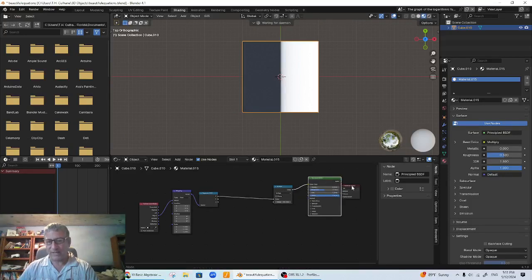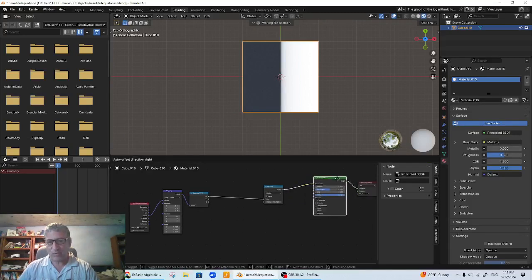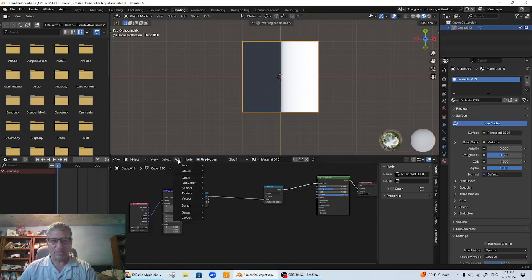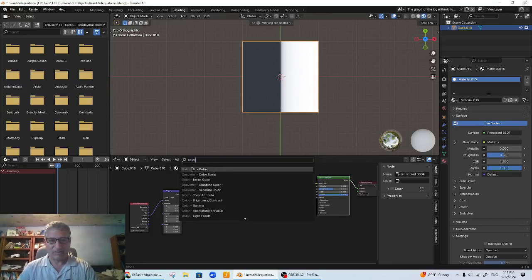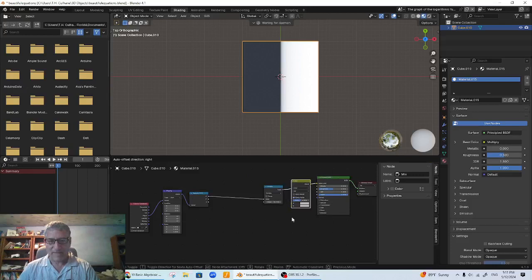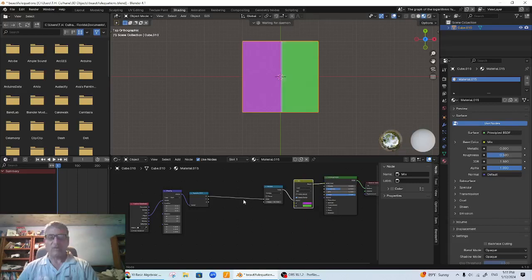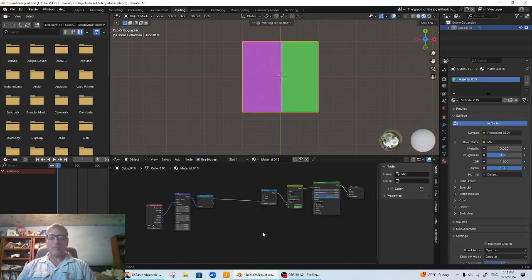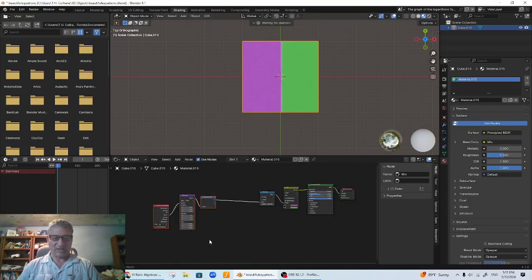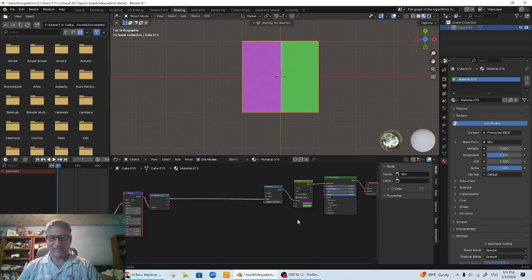Oh yeah, we also want to get color in this. So just before the principled, the last part of the setup is to add a mix color node and drop that in there. Put this into factor and then change the color and say, well, I want pink and I want green. Okay, so I'm set up now to do math. The left side has these, the right side has these.